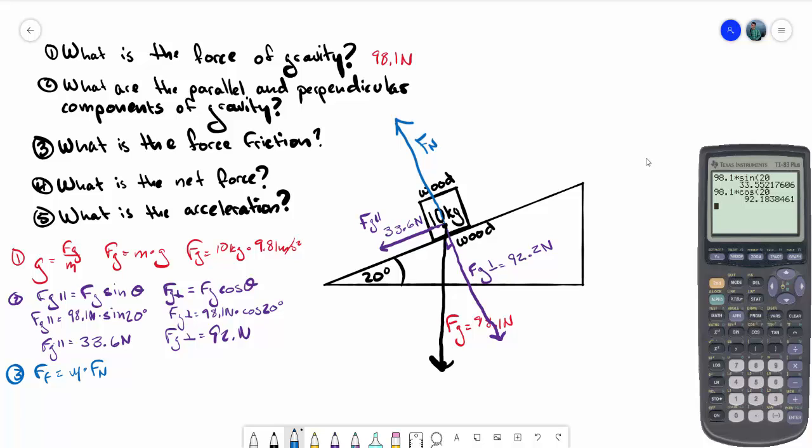So the normal force is equal to the force of gravity perpendicular, which in this case is 92.2 newtons. So let's put in some values. We calculated the normal force to be 92.2 newtons. Let's look up the coefficient of friction in our reference table.